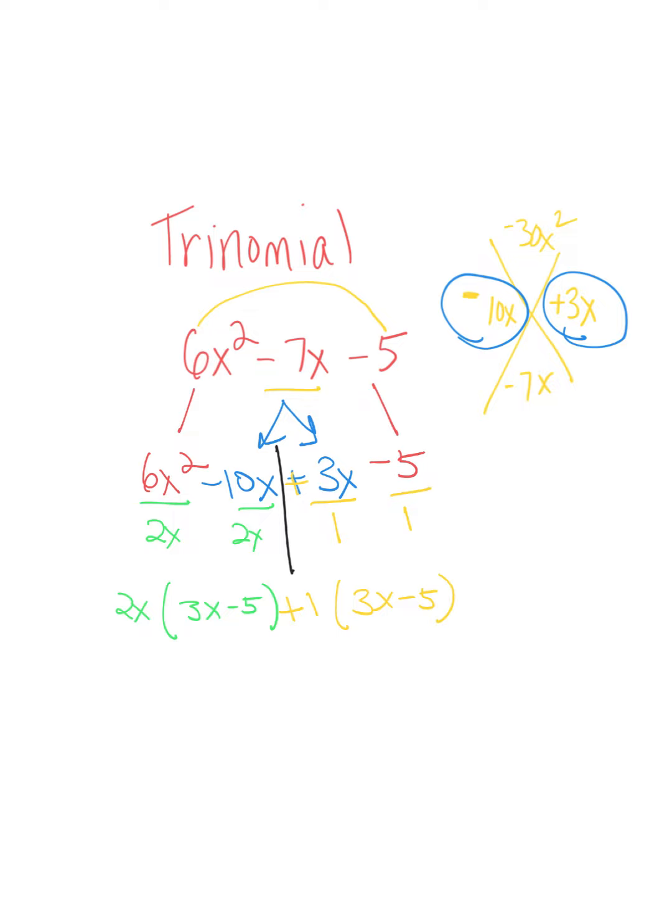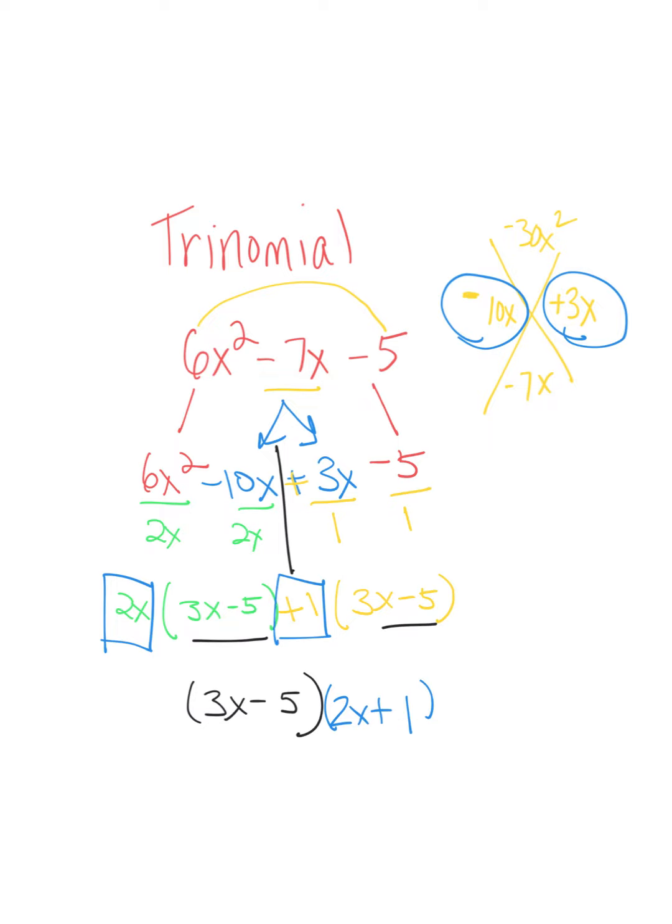As I go to write my answer here, I see this parenthesis and this parenthesis are the same. That becomes one of my answers. And then my other answer I create from the GCF of the first group and the GCF of the second group. I did not have a GCF at the very beginning up here that I needed to carry through, so there's nothing out in front here. These are just my 2 factors.